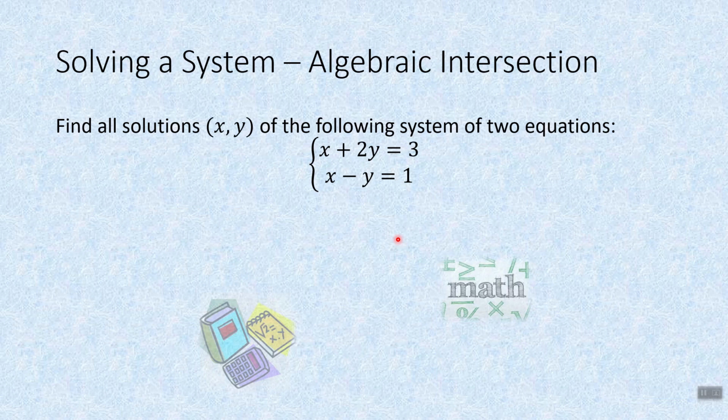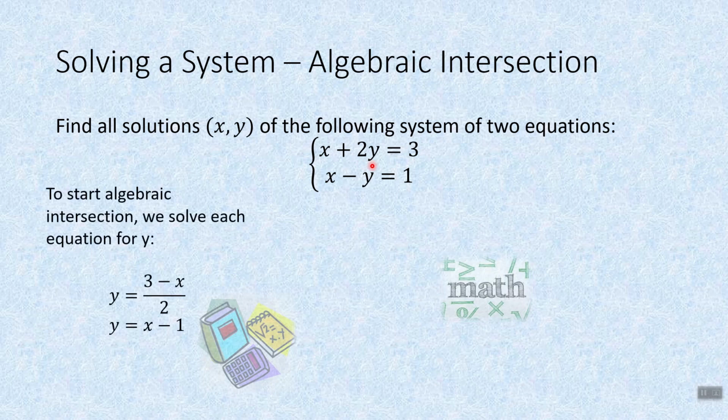We have three algebraic methods. And the first is intersection. So I've changed up the problem a little bit. Notice there's a 2y here instead of just y. But we want to use algebraic intersection. This method has us first solve for y in both cases.